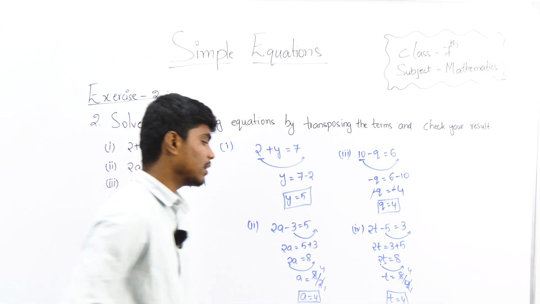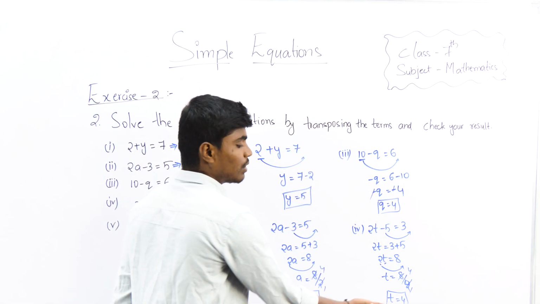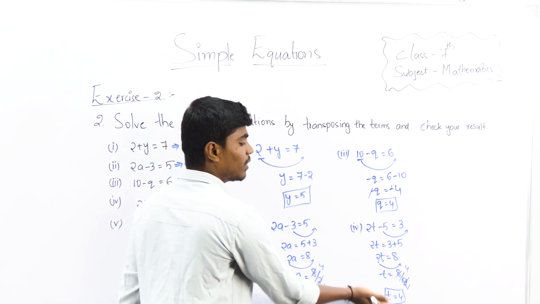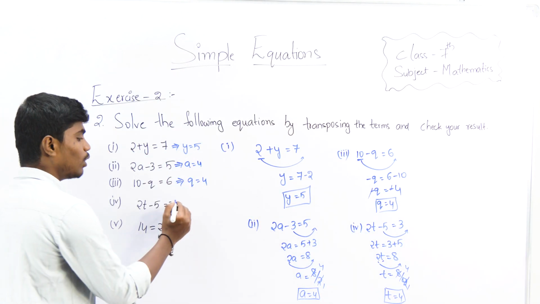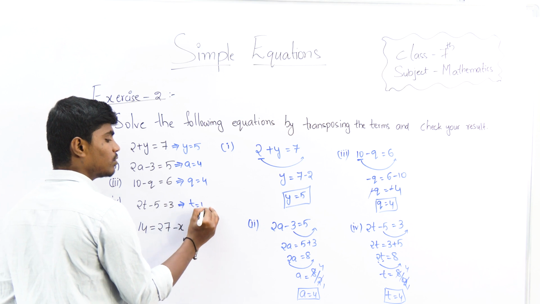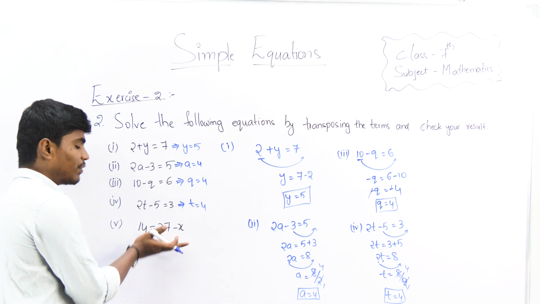Here we got the t value. What is the value of t? t equals 4. This is the solution for the fourth problem. See, here what is the solution? t equals 4. Now let's move to the fifth one.